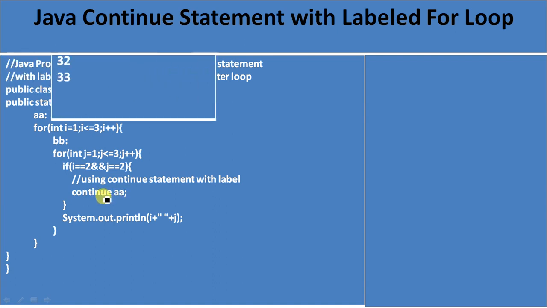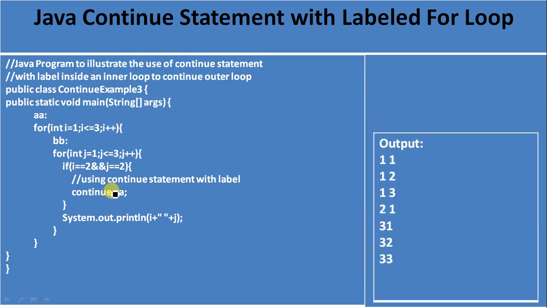So what will be the output in this condition? The output will be the same. It will not print i equal to 2 and j equal to 2, and when the condition is matched, it will continue the outer for loop. If I want to continue the inner for loop, then I will give BB, and in the case of inner loop continue, it will print 2 3 as well. 2 2 will not print because it is satisfying the condition, but 2 3 will be printed. Let me show you.